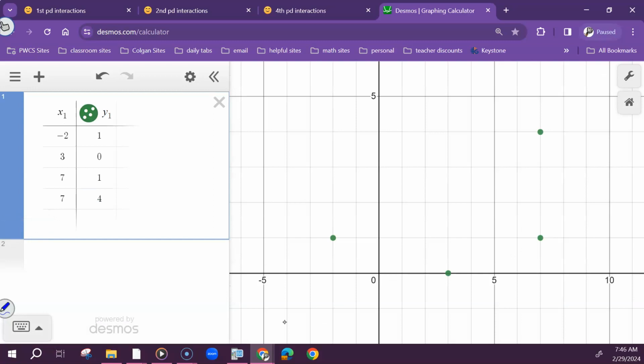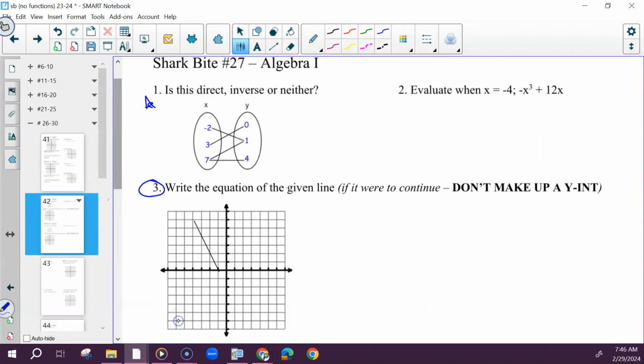So if I'm looking at these points, I see they don't make a line that goes through the origin, so they couldn't be direct. They make a curve, but not the curve we want. It doesn't do the hyperbola curve, so it's not inverse. But also, if you check the multiplying for inverse, you wouldn't get the same thing. If you divided y over x, you wouldn't get the same thing for direct. So it is neither. Questions on that?